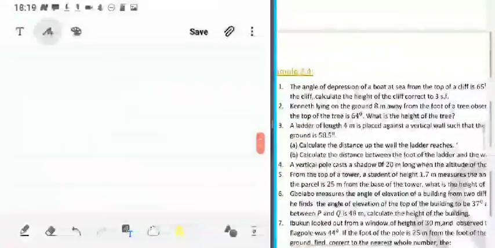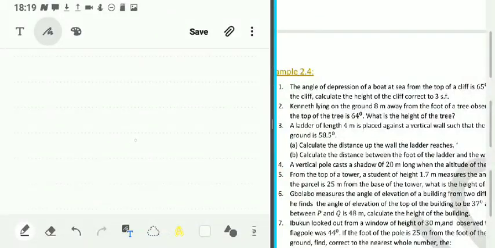Number 1. The angle of depression of a boat. I'm going to be using 2 notes, one for my diagram and the other for my solving, just like I did in the last module. The angle of depression of a boat at sea from the top of a cliff.